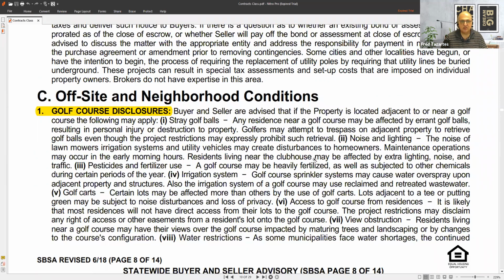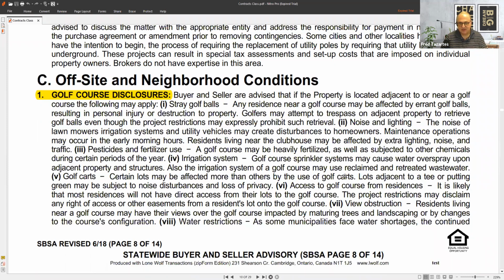Golf course disclosures. I love this one, and we actually have this on our Everest Addendum also. If you live near a golf course, your house may be hit by golf balls. Just be aware of that. Noise and lighting. So again, look around your surroundings. Don't be surprised one day when all of a sudden your back window's broken because a golf ball came in. It's like, yes, you knew there was a golf course. Yes, there was a possibility that would happen. So again, look at your surroundings.